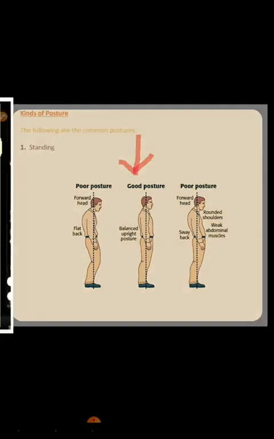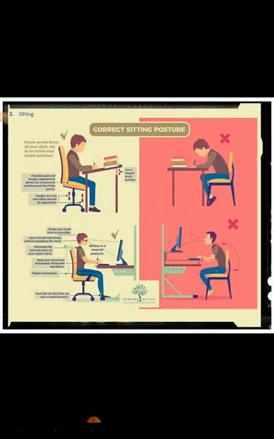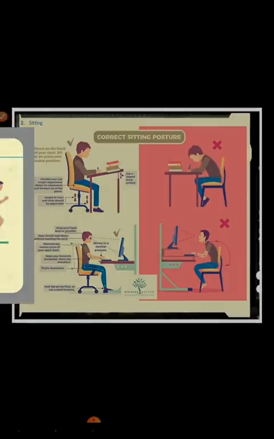The next one is sitting posture. When you are sitting, you should make your two feet flat on the ground. Unlike the other one, you can see the other side. That is bad posture. The one marked correct is a good posture, and the one with a cross sign is the bad posture of sitting. Correct sitting position.